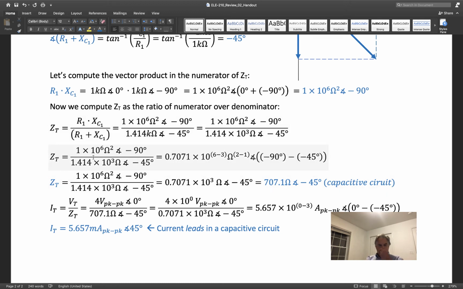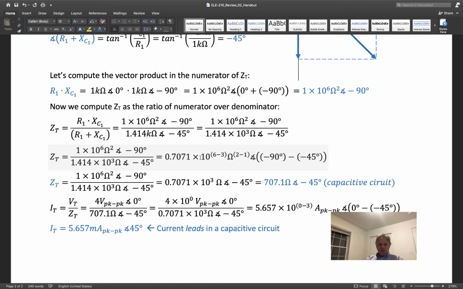So we go do the grunt work on this, and we wind up with 0.7071 times 10 to the 6 minus 3. And the ohms, it's ohms squared over ohms, so that's ohms to the 2 minus 1, so that's just ohms to the 1. And I think anybody would have kind of done the canceling there. You cross out this one and cross out the 2 up there, and you're left with ohms. Any way you want to do it is fine with me as long as you get the right answer.